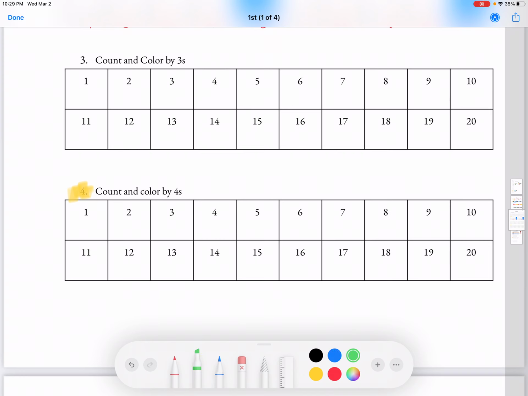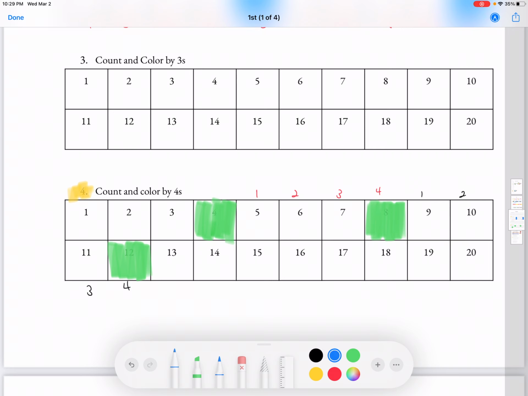For number 4, we're going to start on the number 4 since it's counting by 4s. And then we're going to count 4 up since it's counting by 4s. So it's going to be 1, 2, 3, 4. We're going to highlight 8 since that's what it landed on. And then we're going to go 1, 2, 3, 4. We're going to shade in 12 since that's what we landed on.